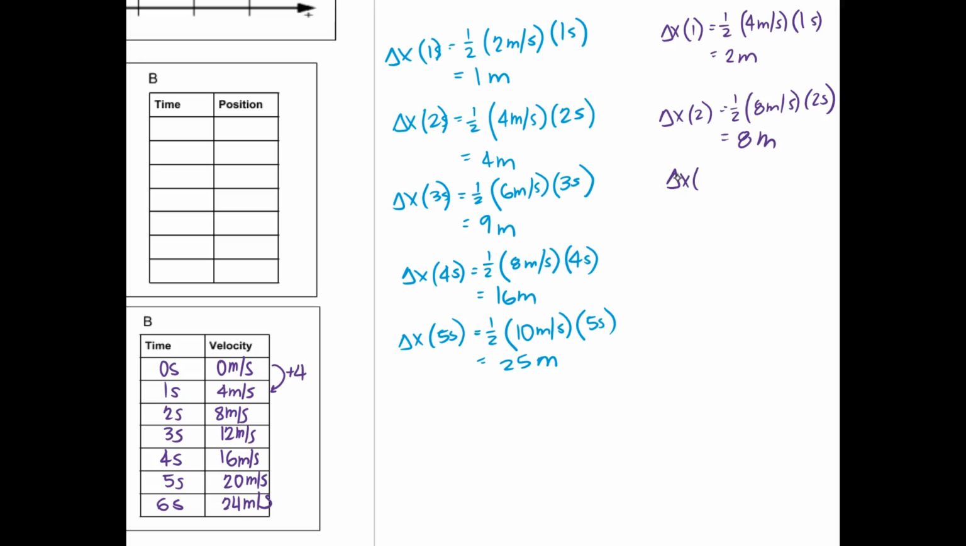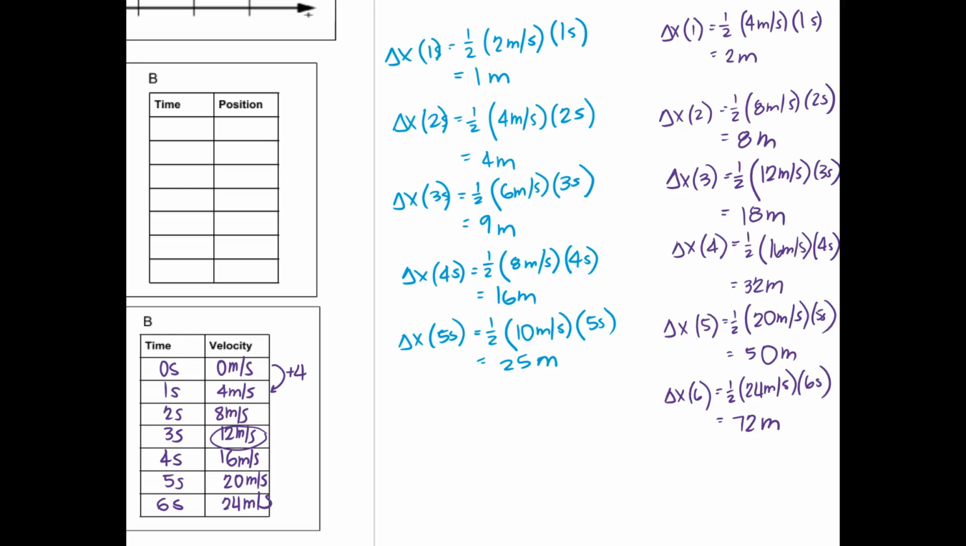Okay, and for time 3, we have 1/2 times 12 meters per second times 3 seconds, which is going to give us 18 meters. I'm going to go ahead and finish up the rest of this. All right, and so I went ahead and finished writing them out. I'm going to fill out my position timetable from here. I'll go ahead and finish filling the table out, and I'll come back on.